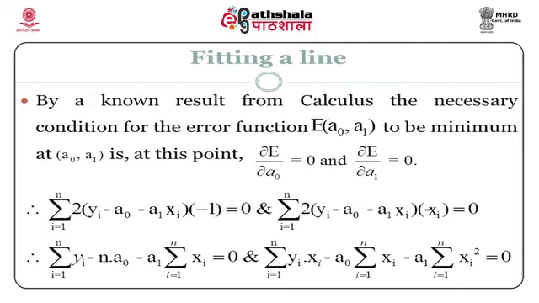You can see that the summation i equal to 1 to n yi is known because all yi's are known. Summation xi, i equal to 1 to n, is known because all xi's are also known. Similarly, sigma xi yi also is known, sigma xi square is also known, and therefore these are two simple equations in a0 and a1.